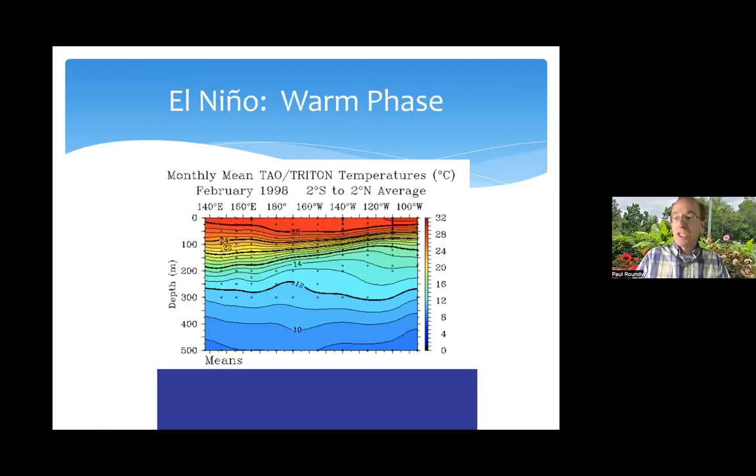An El Nino condition, a strong El Nino condition, might have the sea surface temperature reverse. And the warmest water in that case happened to be at the coast of South America, which is quite extraordinary.